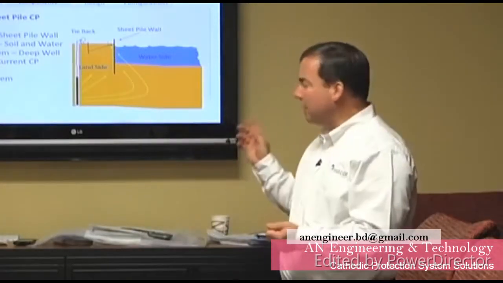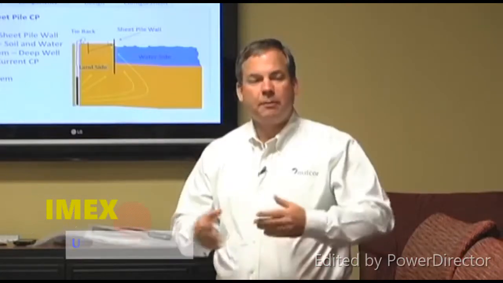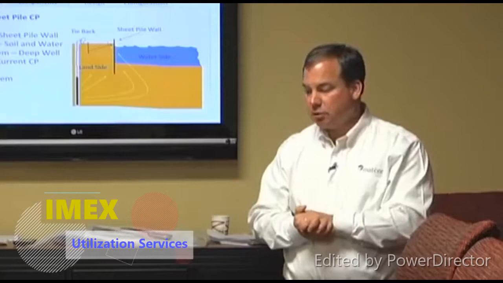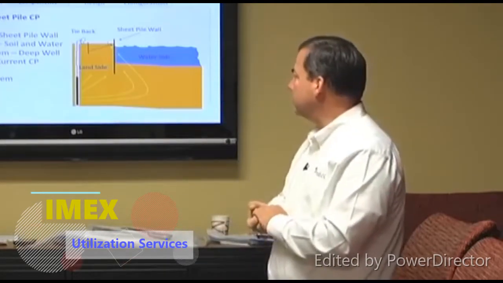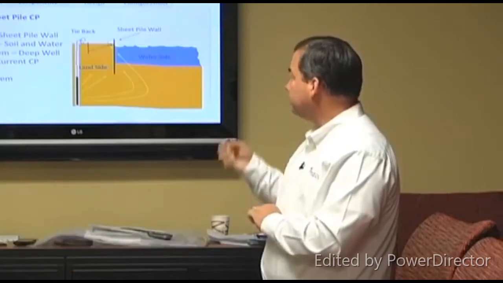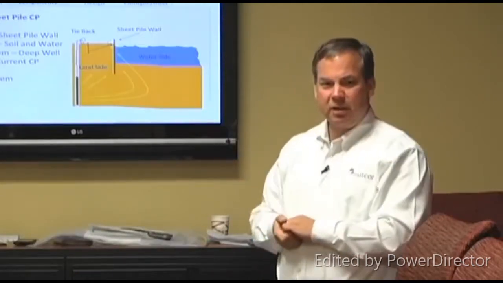The other thing is, a lot of times with these structures, if they start to fall apart, it can be very difficult to get in and effect repairs to them. So cathodic protection is very commonly applied to these type structures. And one way to do that is with what we call a deep anode system or a deep well system. I'll discuss that a little more in this presentation.